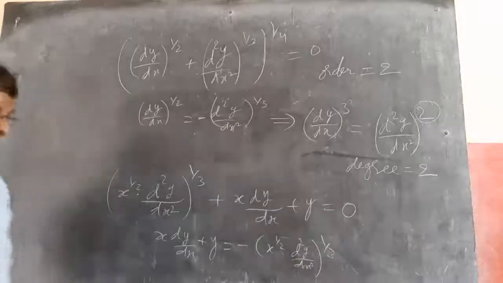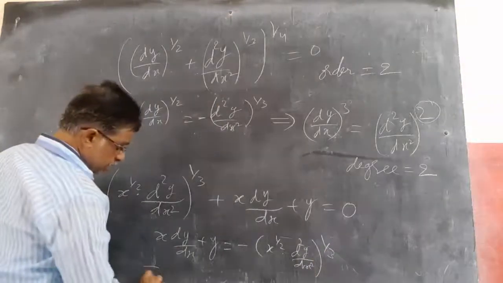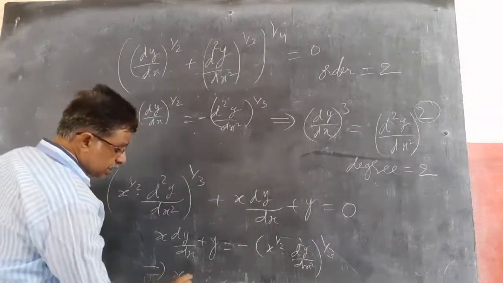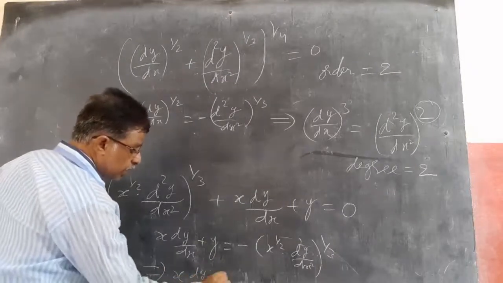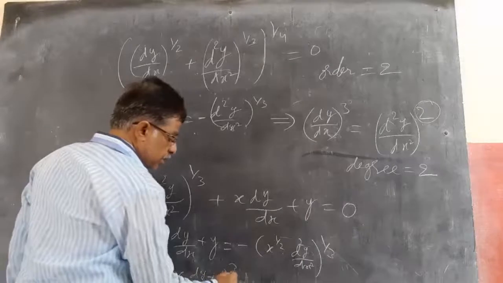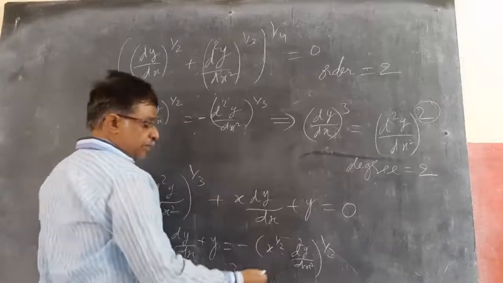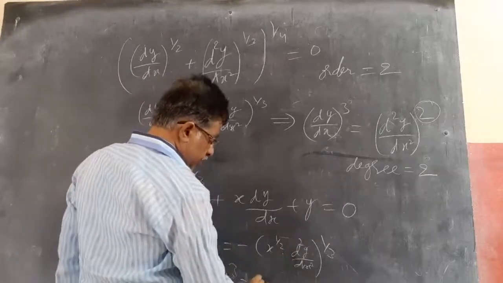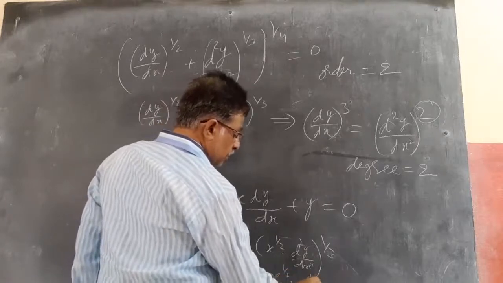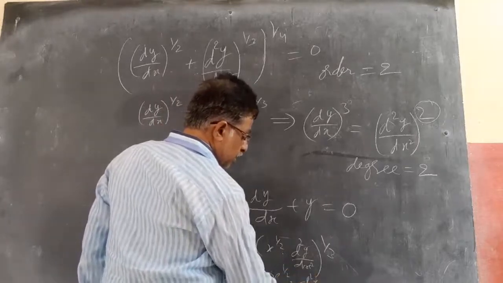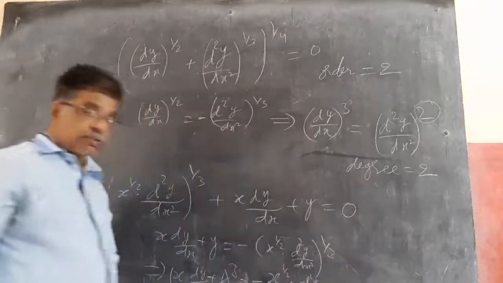Now cubing on both sides. Cubing on both sides becomes (x dy/dx + y) whole cube, (a + b) whole cube you will get. So it is automatically converted into a polynomial, that's what I want to do. This whole cube if I take, now it becomes x^(1/2) into d²y/dx² whole power 1/3, 3 cancels, whole power 1.